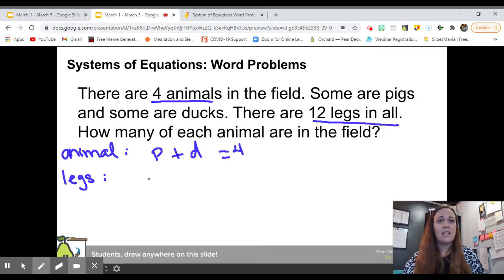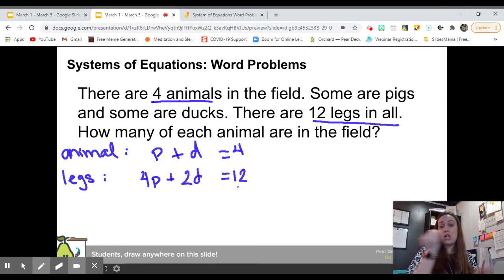Okay, now for the legs, there are 12 legs in all. And use some knowledge: 4 legs are on a pig and 2 legs are on a duck. Okay, so we have our 2 equations. Now we need to solve.